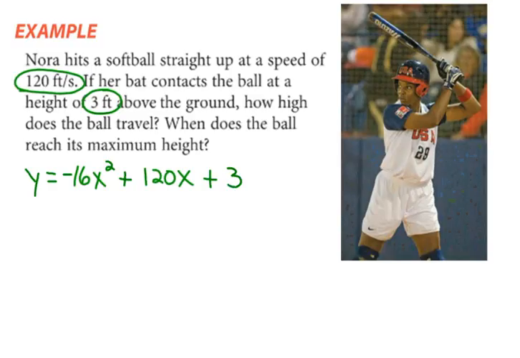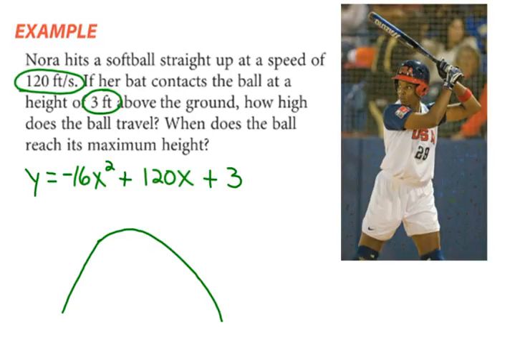Now the question is asking us, how high does the ball travel? When does the ball reach its maximum height? If you think about a softball being hit from a bat, it is going to go up, and then it's going to eventually level out, and come back down to the ground, right? So the maximum height of the softball is going to be at the vertex of the parabola. So we have to find the vertex. Well, one way to find the vertex is to change this quadratic that is in general form into a quadratic that's in vertex form. And then we'll get the vertex right from that quadratic. And we'll know how high the ball went and when it went that high.